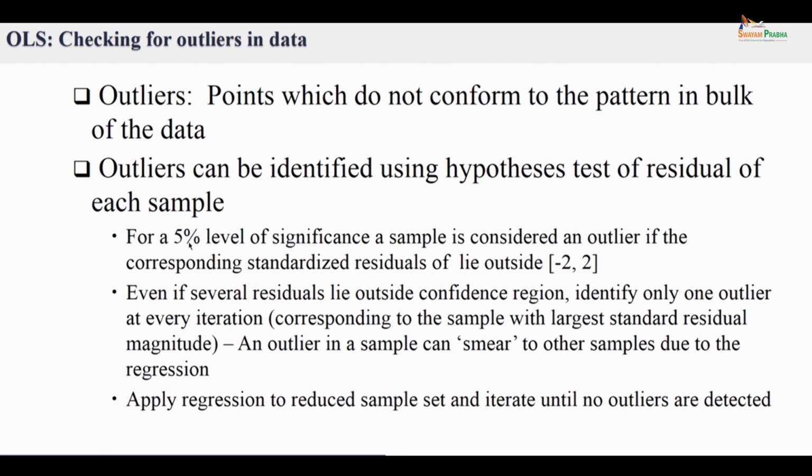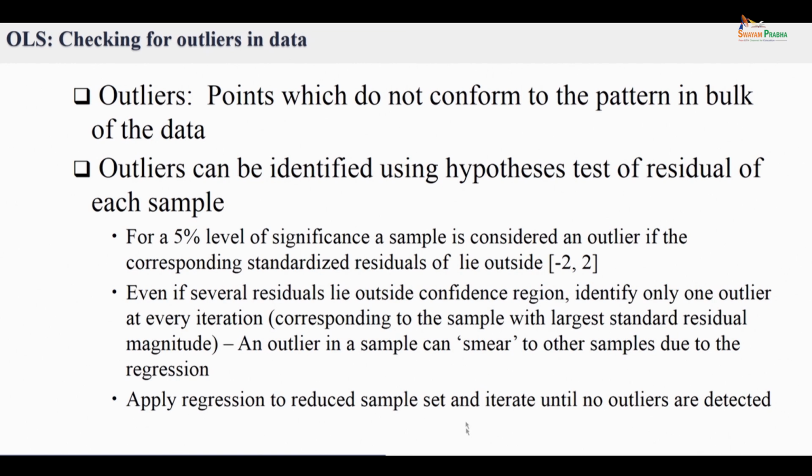So if we use a 5% level of significance, we can run a hypothesis test for each sample residual, and if the residual lies outside -2 to +2, we can conclude that the sample is an outlier. So for each sample we test whether the standardized residual lies outside of this interval, and if it does, we can conclude that that particular sample may be an outlier and remove it from our data set.